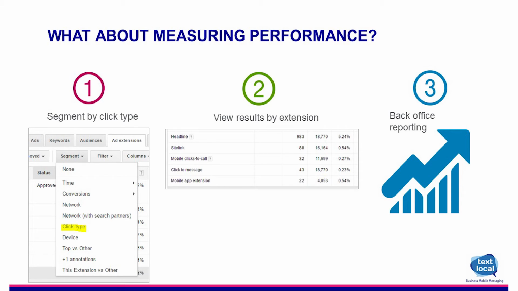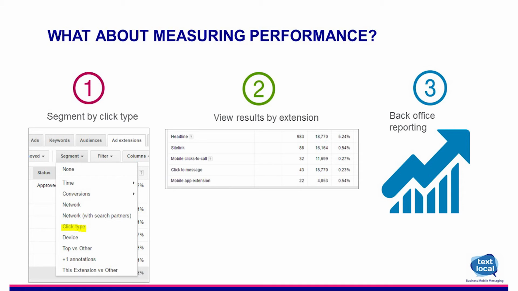And this is where you can see in number 2 the results posted out by site links, click to call mobile, and the click to message, which is the extension we're talking about today. You can see the number of impressions, so the number of times someone's actually viewed your extension, the number of times someone's clicked on it. So then they've gone on to send the text, and you can see the click-through rate and how much you're paying for each click there.